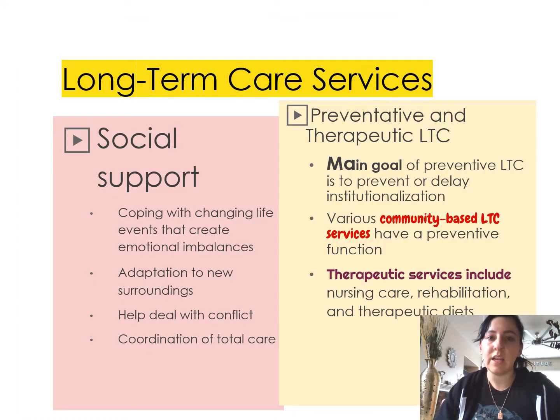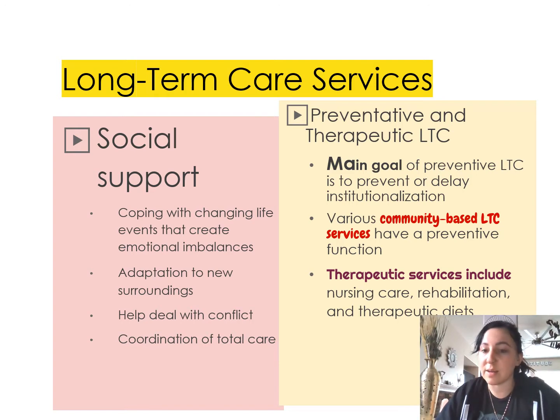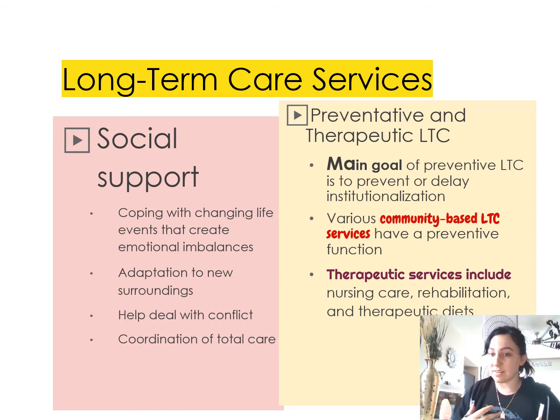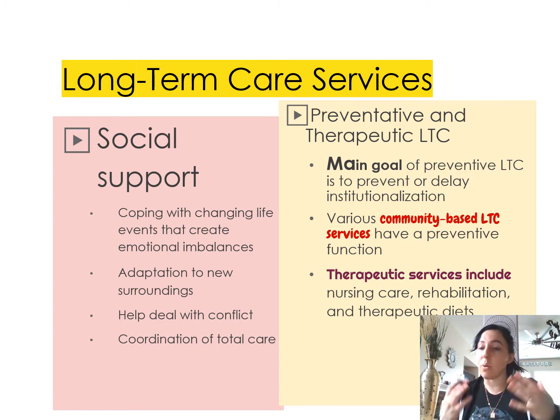Some more long-term care services: we have social support, and then preventative and therapeutic services. Social support is the type of service that helps the individual cope with this change in their life. Many older adults are going through a change. They're losing some function that they always used to have, and so they're going to go through a lot of emotions and emotional imbalances. Having that social support really helps them with that.